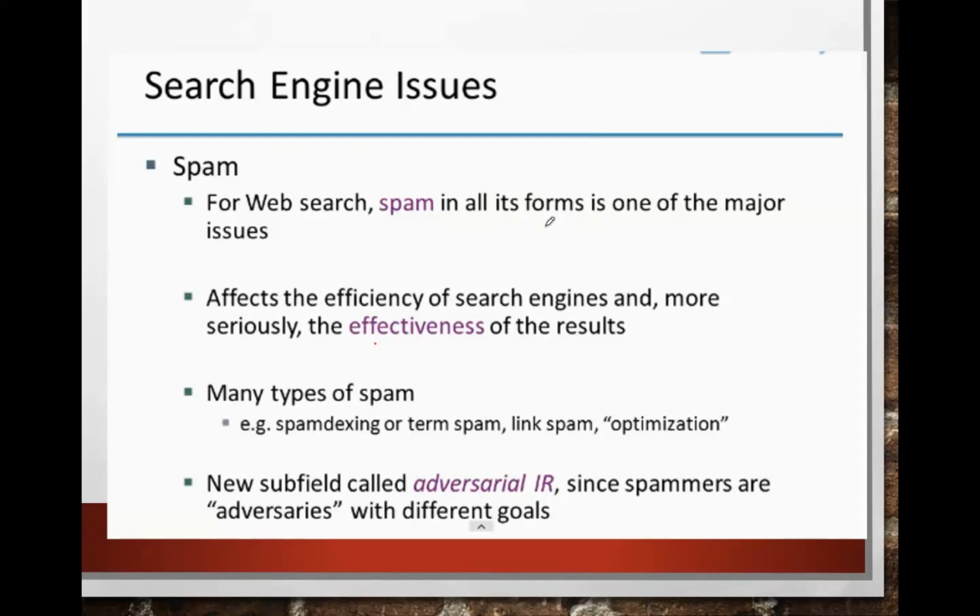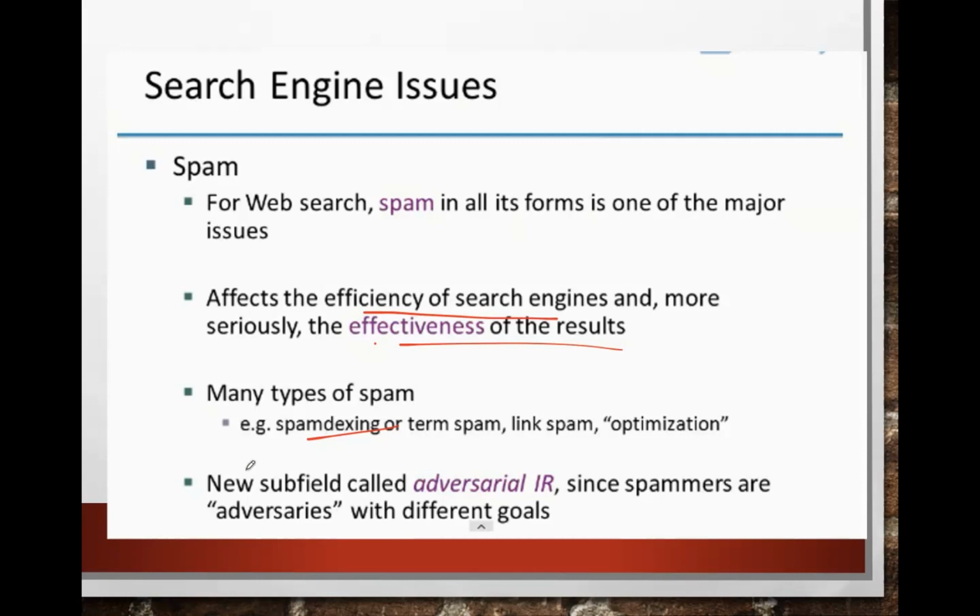Coming to the types of spam, because of this spamming, it mainly affects the efficiency of the search engines and the effectiveness of the results also. And there are different types of spam like spamdexing, link spam, optimization, etc. If you take spamdexing, it is mainly derived from the words spam and indexing. So if you combine spam and indexing, it gives us spamdexing. It is a practice of search engine spamming. Spamdexing is sometimes used to try and manipulate search engines' understanding of a category.